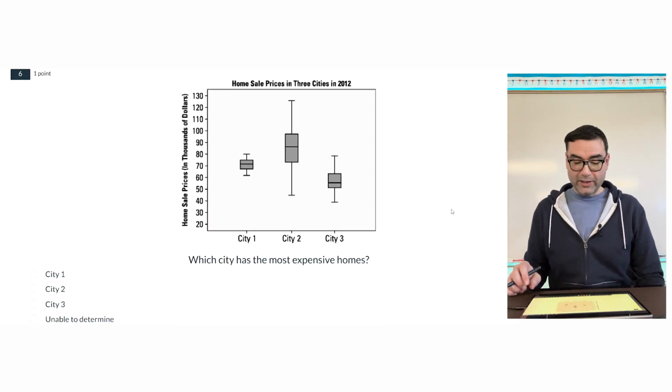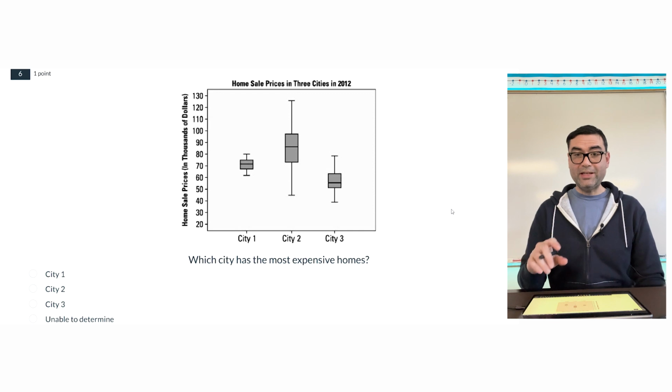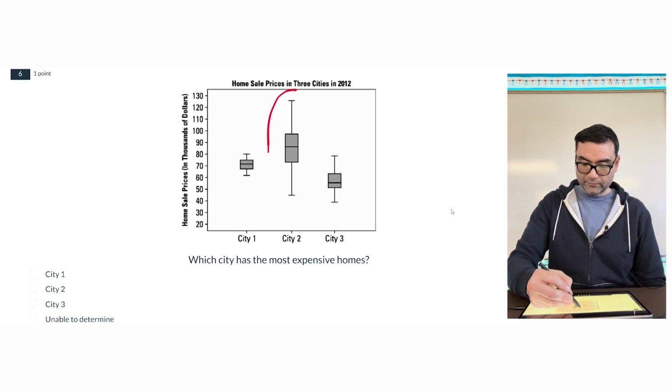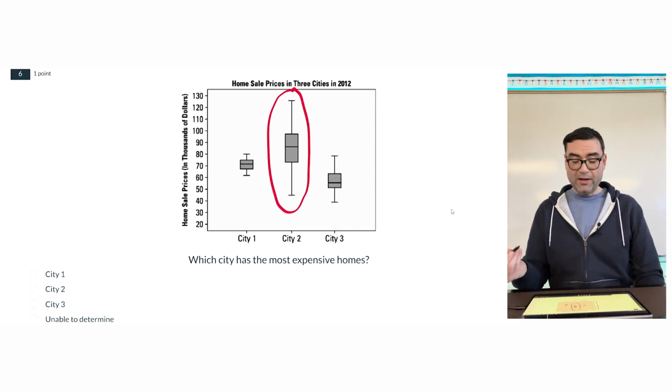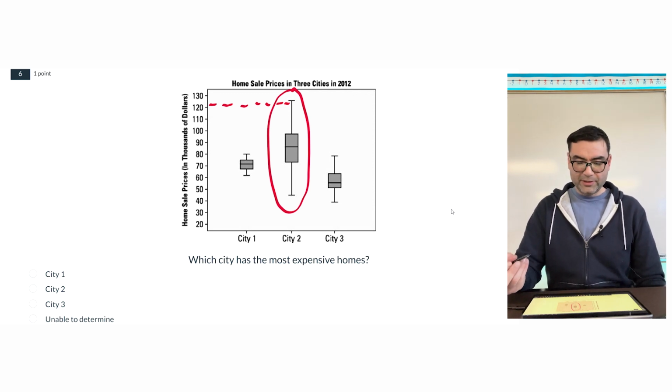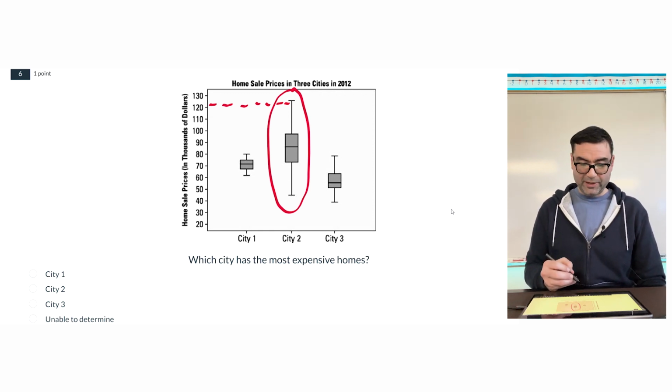Number 6 has us look at home sale prices according to 3 box plots. It says, which city has the most expensive homes? You can see that the 3 box plots do have overlap, but the box plot that reaches into the highest prices would be city number 2. As you can tell, it has data that reaches all the way up to home values up to there, whereas the other 2 cities' maximums, their upper extremes, don't go quite as high. So city 2 does have the most expensive homes for sure. That'd be city 2.